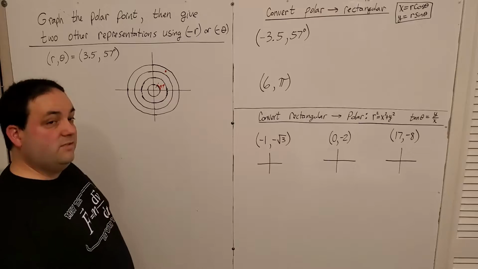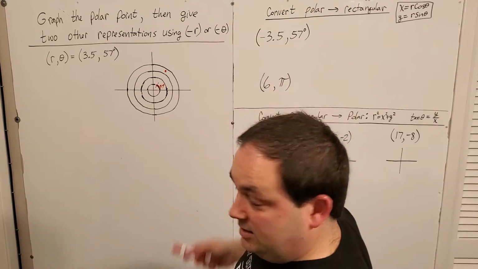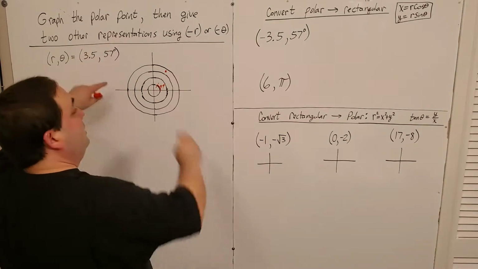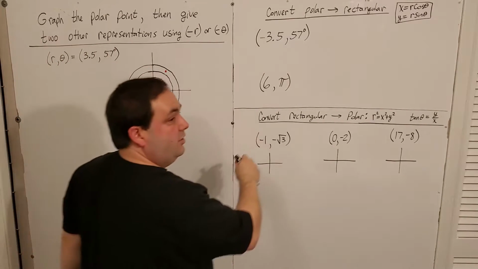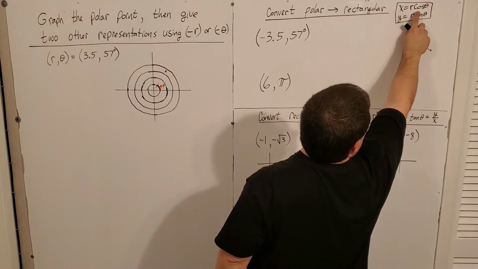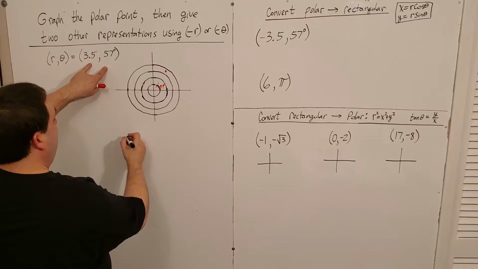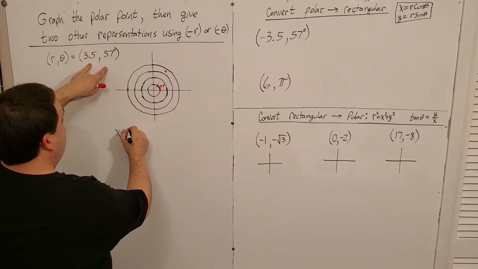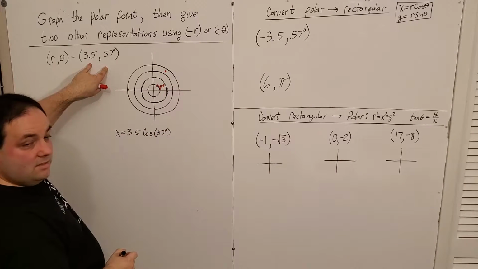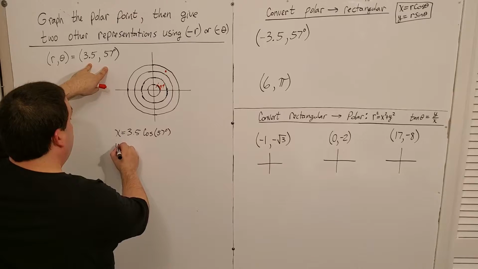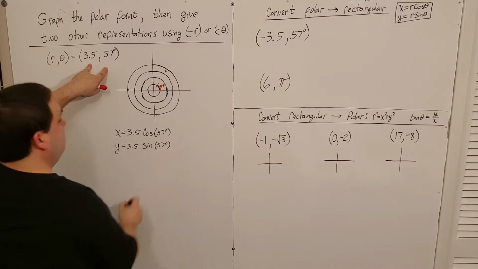Well, let's find out. Let's convert it into rectangular. That's the next thing we want to do anyway, right? We'll go ahead and convert this one as well as all of those. If I want to convert this one into rectangular, the conversions are that x is r times cosine theta, y is r times sine theta. So here we go. My x coordinate should be 3.5 times the cosine of 57 degrees. And my y should be 3.5 times the sine of 57 degrees.